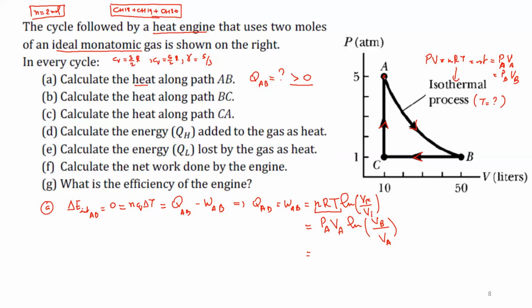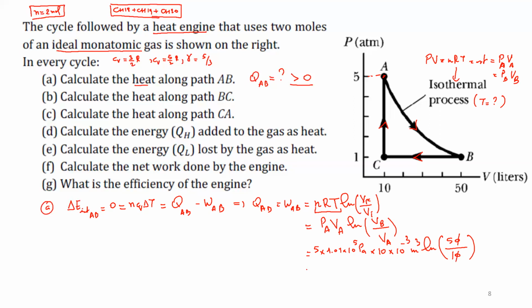So PA, what is the pressure A? It is 5 atmospheres, so 5 multiplied by 1.01 times 10 to the power 5 Pascal. What is VA? VA is 10 liters, so it will be 10 to the power minus 3 meter cube. I put everything in SI unit, and ln, now the ratio, well, it will be VB, which is 50, divided by 10. Here I don't put it in meter cube because I know that it's a ratio and it will cancel out. So let's calculate this.